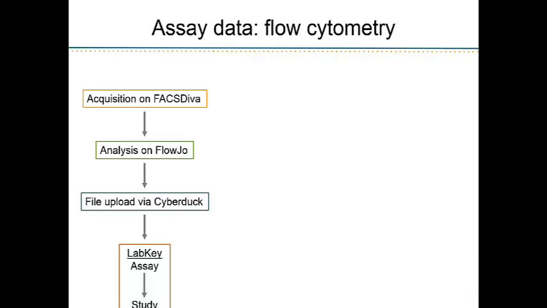And our final set of assay data that we have is the flow cytometry data. It is the majority of the data that we create. We have 5 panels per sample per time point, which can produce a very large amount of data. Unfortunately, it's also the most complex to get into LabKey.